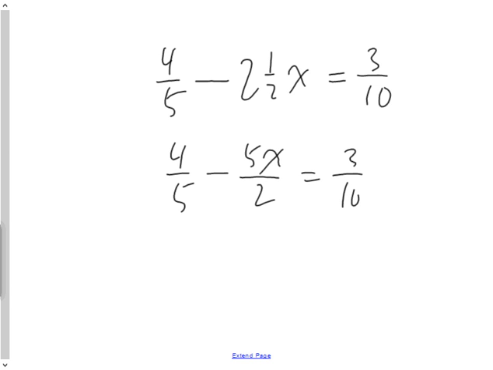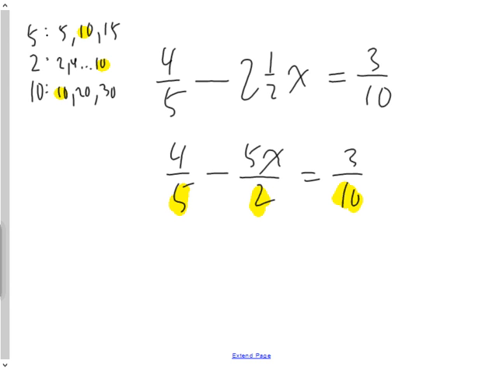So now that you have that, we're going to look at our multiples of 5, 2, and 10. And if you were to think about it, 5, 10, 15; 10, 20, 30; 2, 4, ... 10. 10 would be the first multiple they share. And because that's the first multiple 5, 2, and 10 share, we're going to multiply both sides by 10.